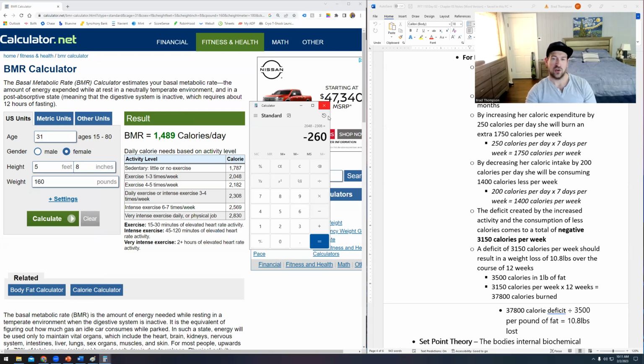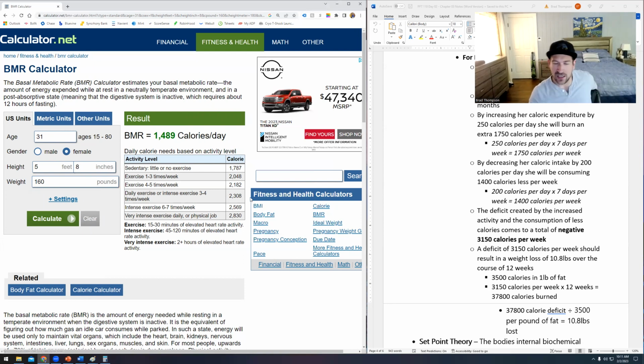260 actually. So she gets a 260 calorie increase per day. She was generally doing a little bit of yoga 3 days a week. Now it's like, all right, we're going to hit the weights, then follow that with 30 minutes of HIIT cardio afterwards, right? And there we go. Now she's burning an extra 250 calories beyond what she was burning before. That times 7 days a week is 1,750 extra calories.